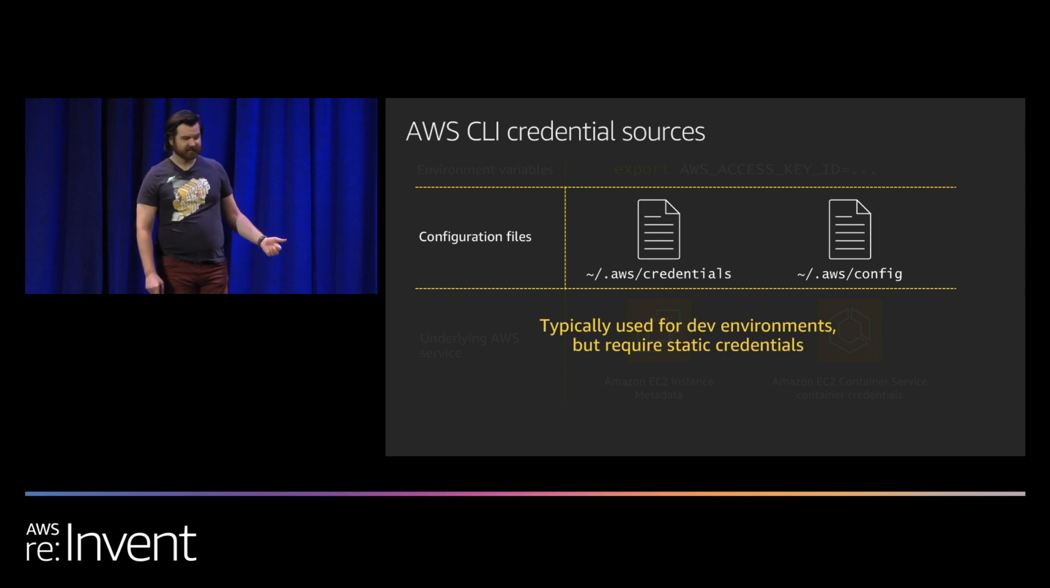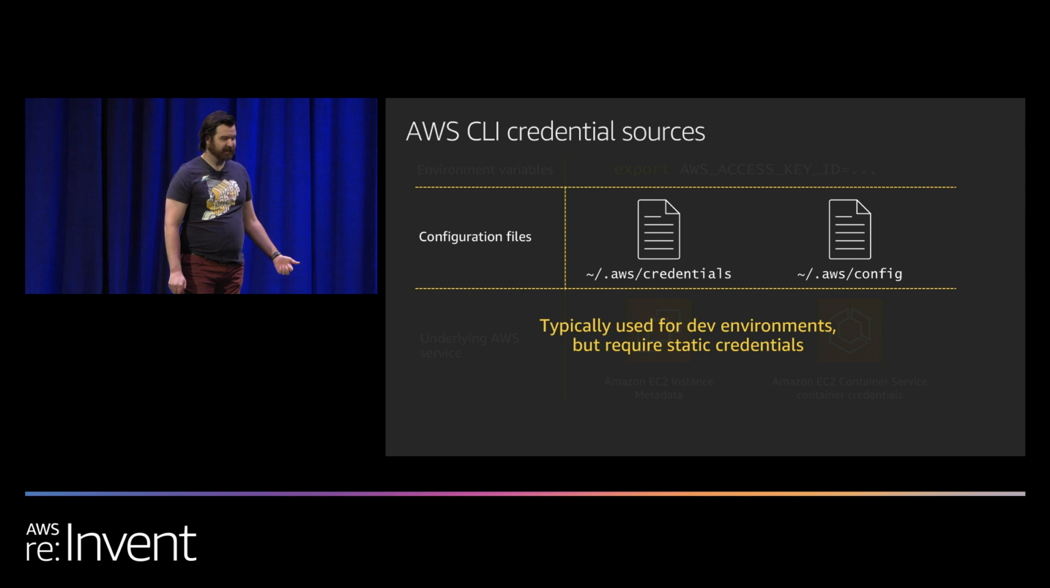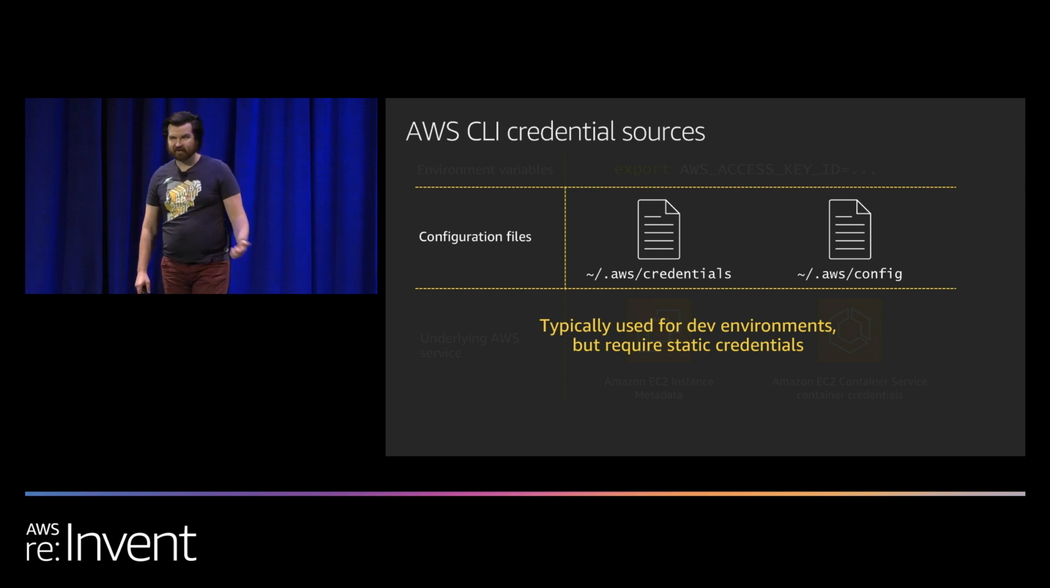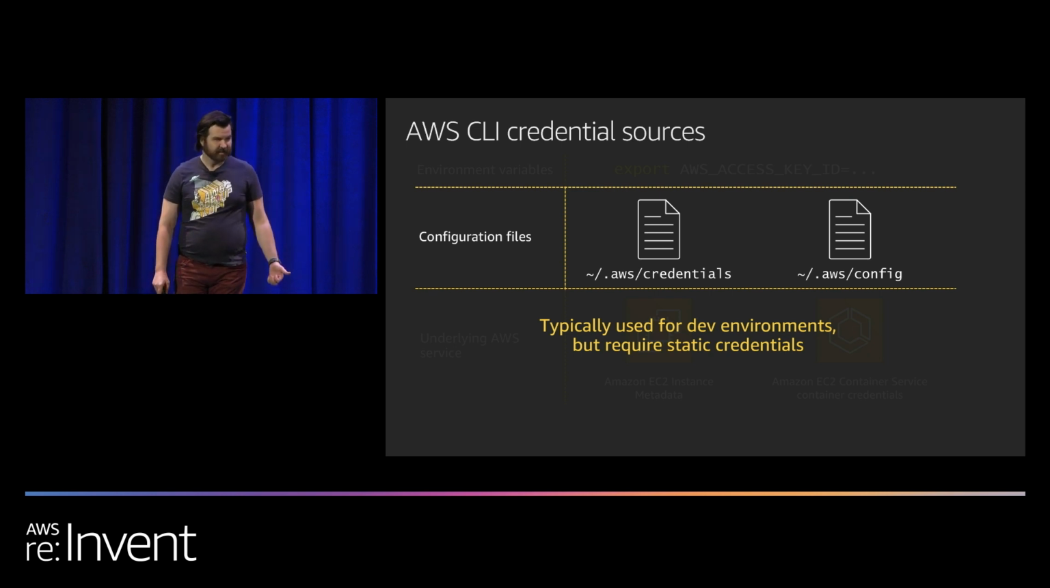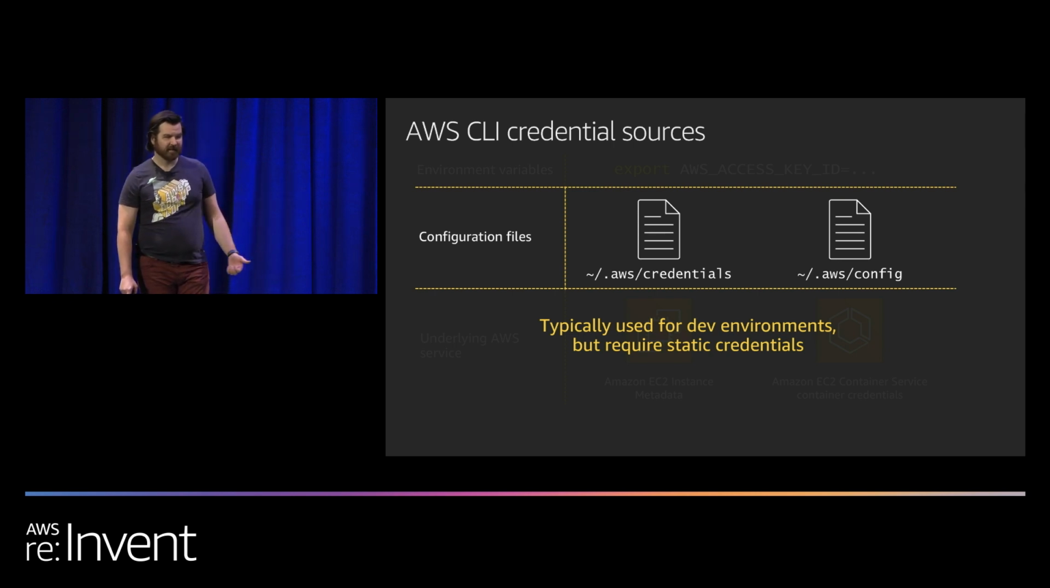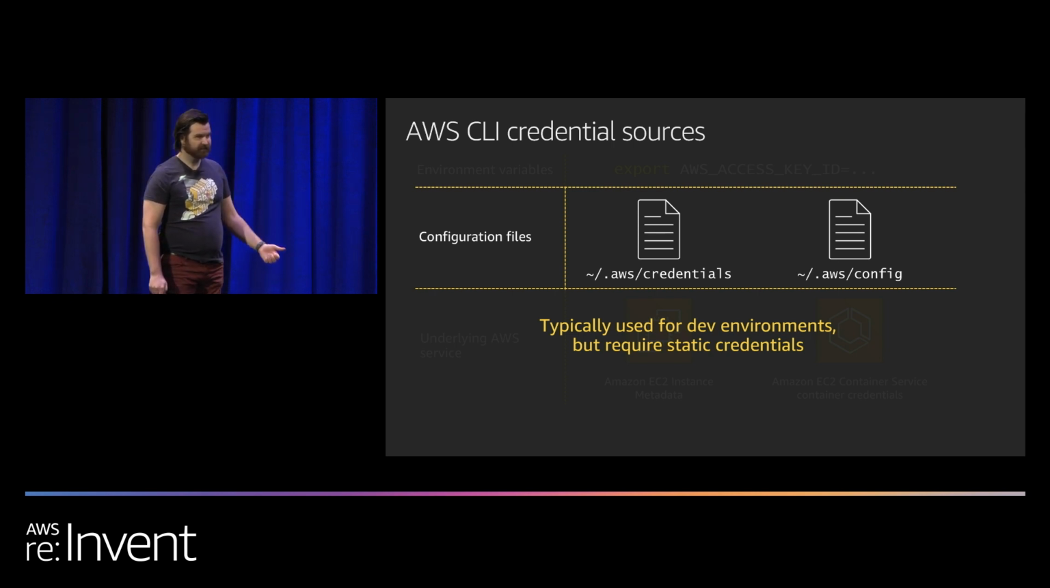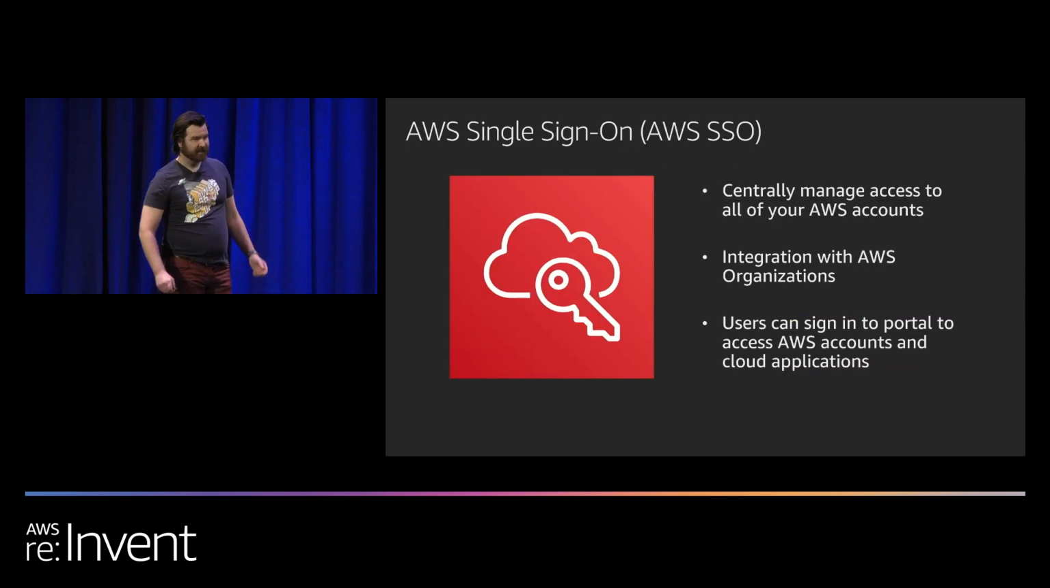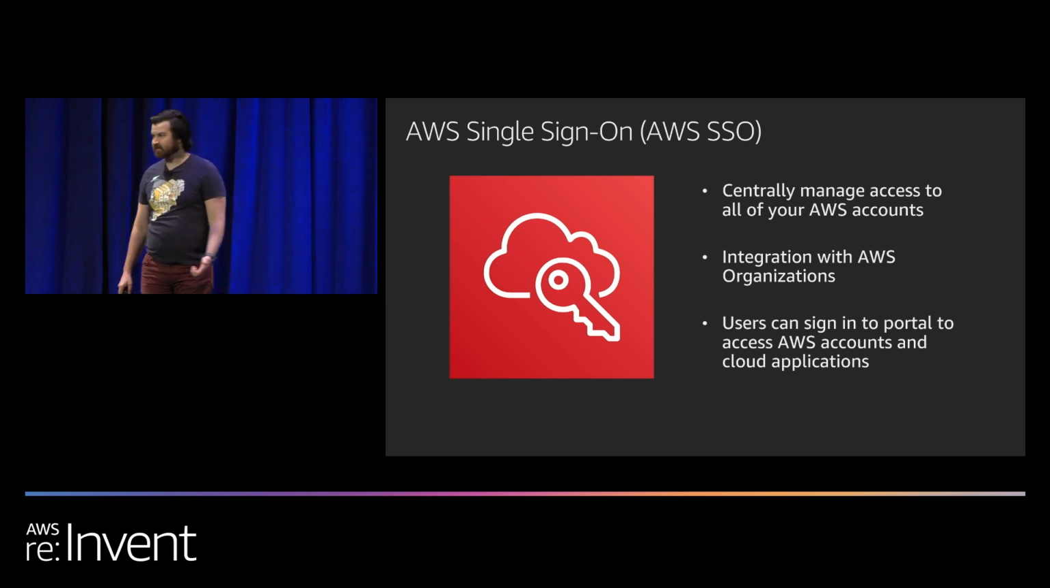But for most of the setups needed for configuration files, you usually need static credentials. And while static credentials are convenient in the sense that you don't have to refresh them or re-authenticate in order to use them, they are not ideal from a security standpoint because these credentials never expire. And one popular solution to make it even easier to get credentials into a development environment is to use a service called AWS Single Sign-On.